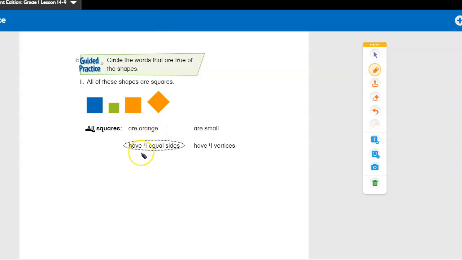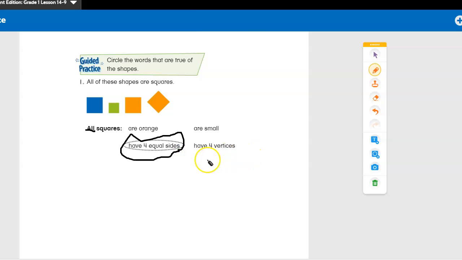This statement, all squares have 4 equal sides. We know when we see a square, it's a square because that is one of its defining characteristics, that it has 4 equal sides. This answer choice was already circled for us, so we are just going to go ahead and circle it because that is a true statement.